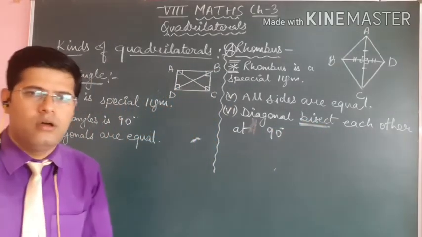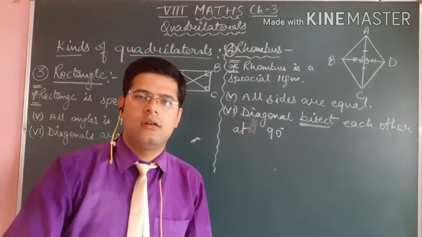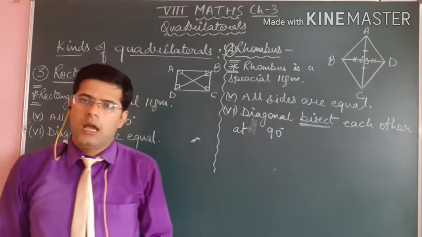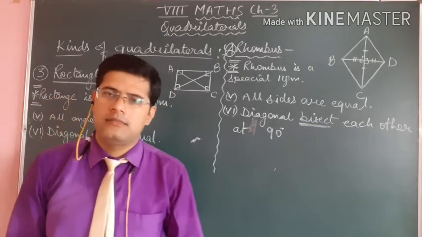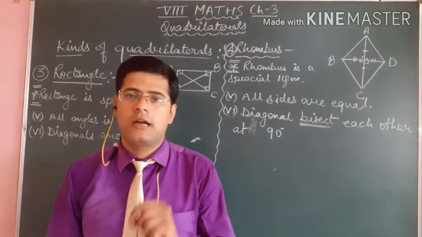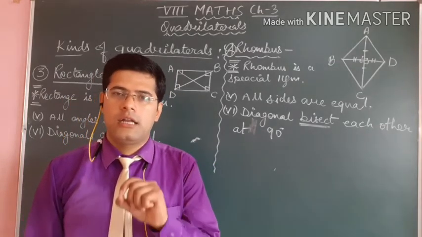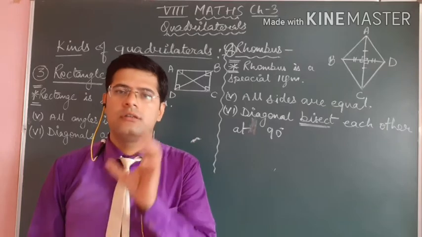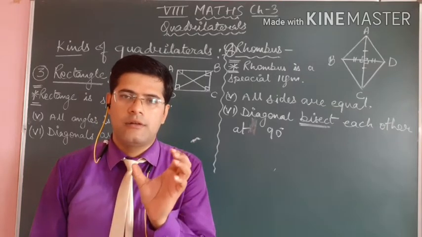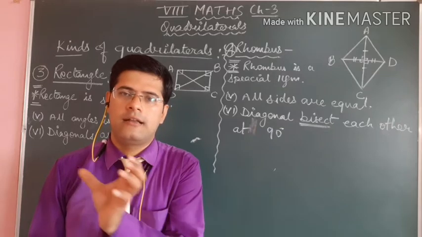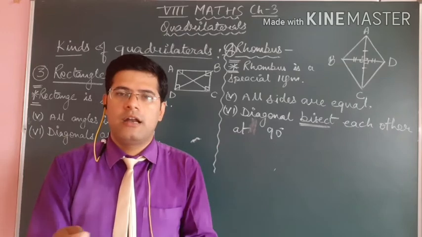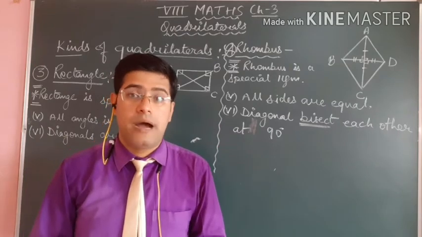If you want to make it more understandable, bisect means two equal halves. If we have a 10 centimeter line segment and we want to bisect it by a point, then after taking the point, both segments we made must be 5 centimeters each. It means 10 centimeters will be divided into equal parts, that is known as bisect.